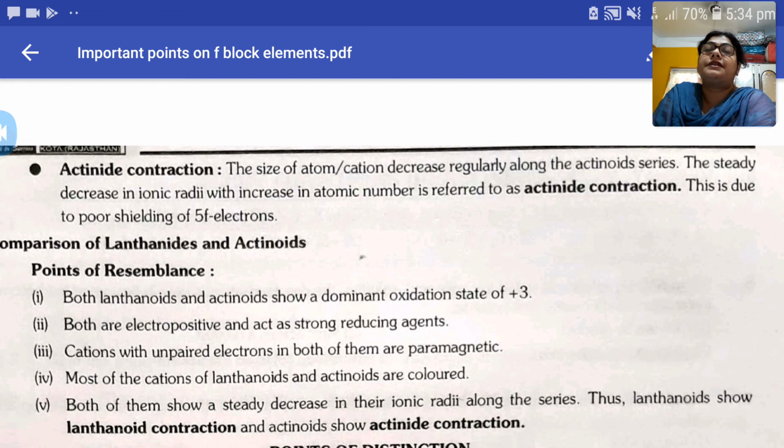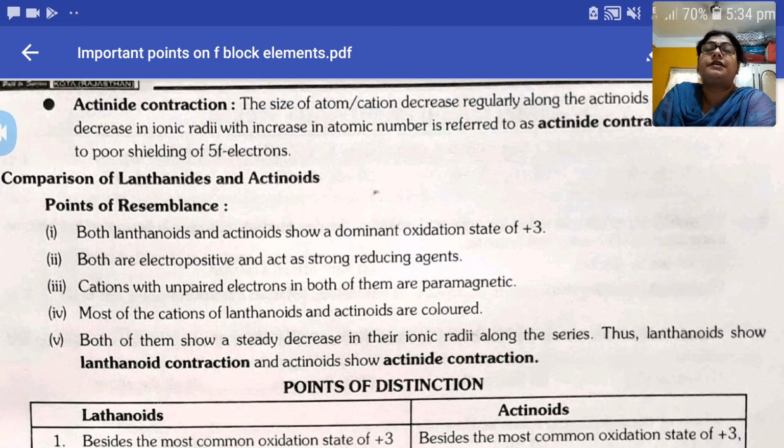Then comparison of lanthanoids and actinoids. Now you see here it will be divided into two. One is the points of resemblance between them. The other is the points of difference or distinction between them.